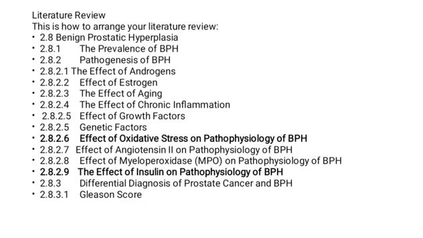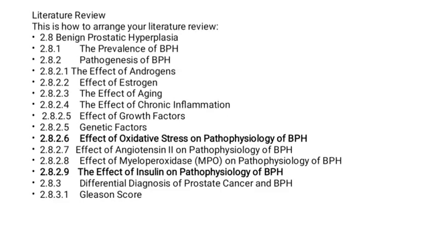2.8.2.1 is under pathogenesis of BPH. So you want to talk about pathogenesis, now talk about the effect of androgen, effect of estrogen, effect of aging. All of them are under the pathogenesis of BPH. So that's why you see it is having 2.8.2.1, 2.8.2.2, 2.8.2.3, 2.8.2.4. You see? So that is how you arrange your literature review. So arrange it that way.